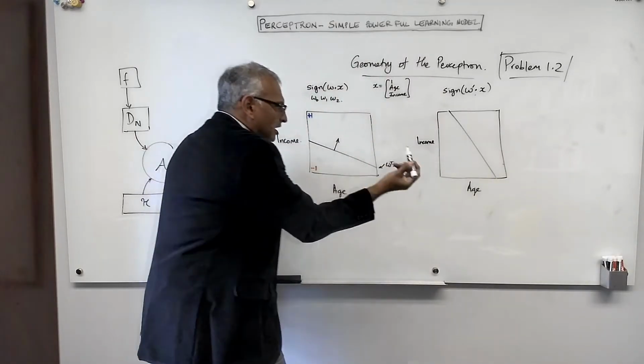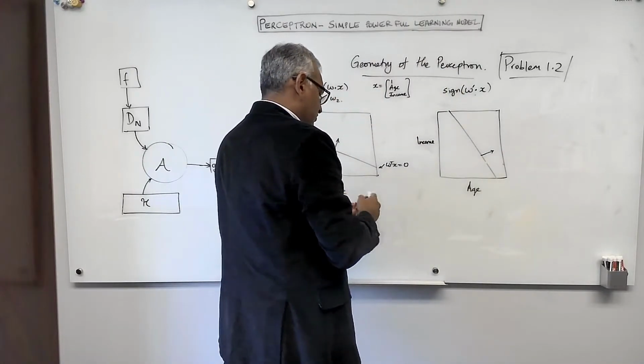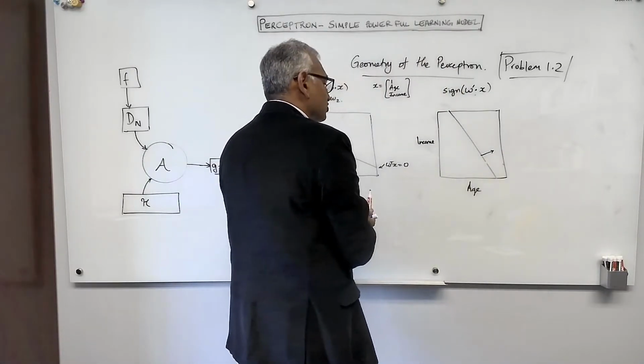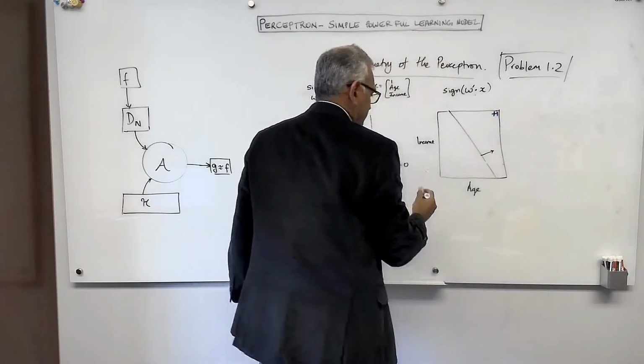And for this hyperplane, you've got a different normal, and a different +1 region, and a different -1 region. So this is +1, this is -1.